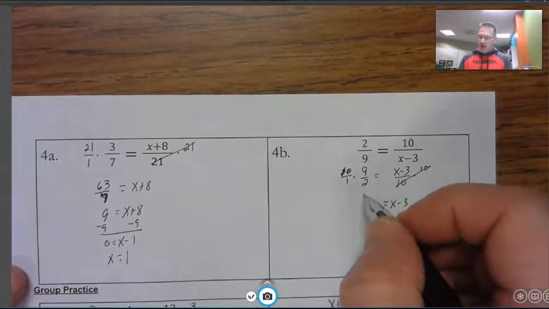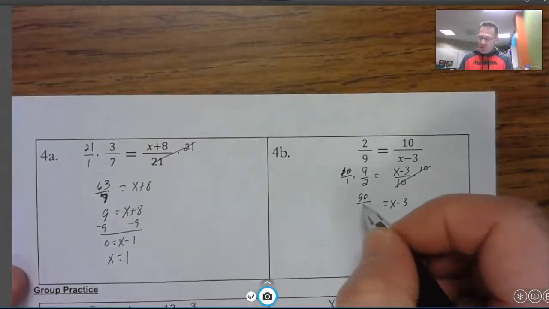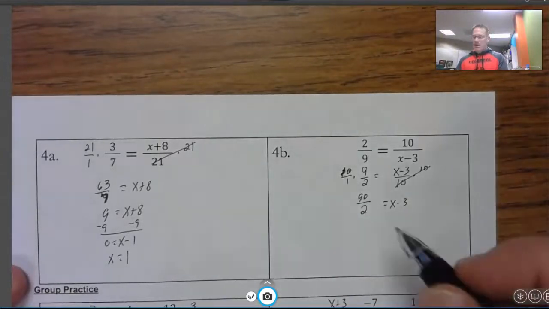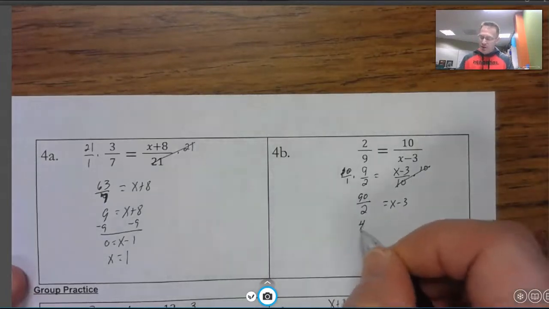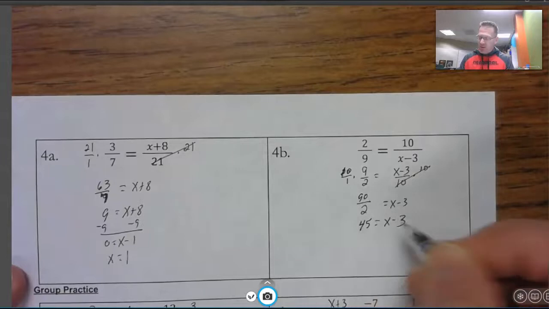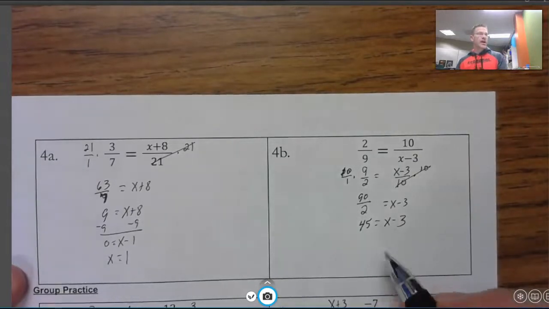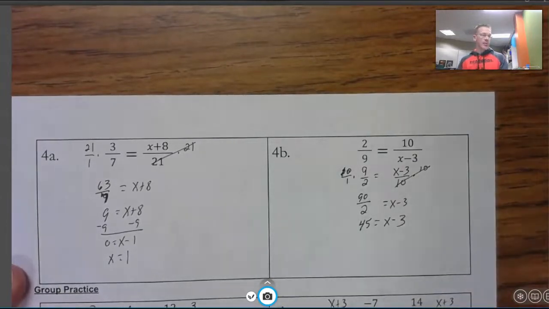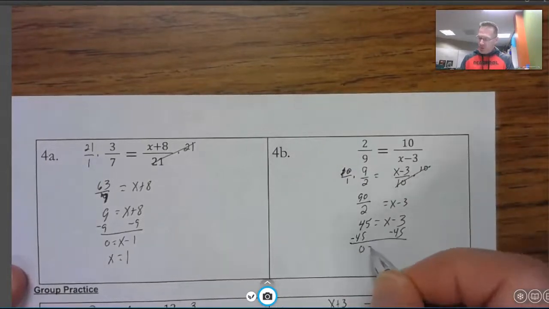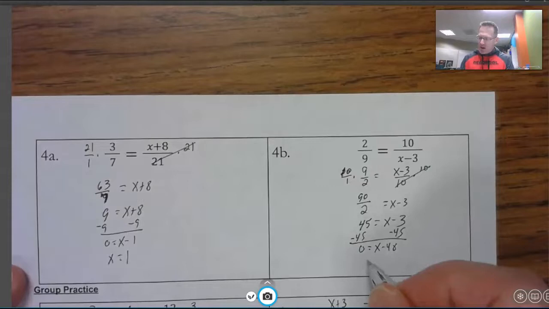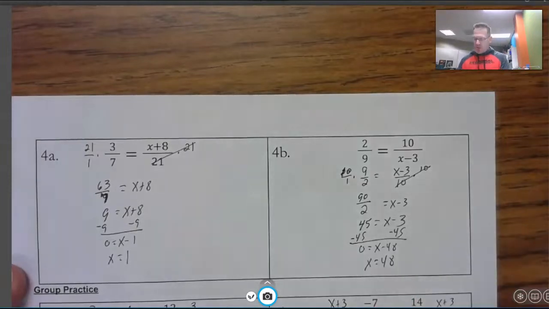So 10 times 9 is 90. 1 times 2 is 2. And then I can just simplify this math fact right here. 90 divided by 2 is 45. Now what minus 3 is 45? Some of you might be able to say, oh, that's 48. Great. If not, get it equal to 0. So 0 equals x minus 48. And that means x is, in fact, 48.